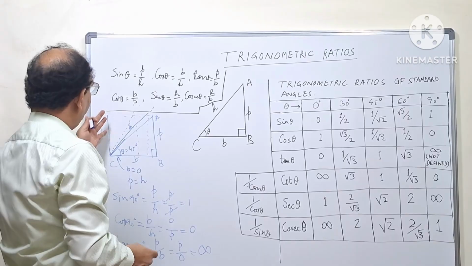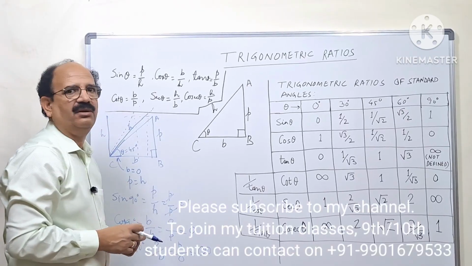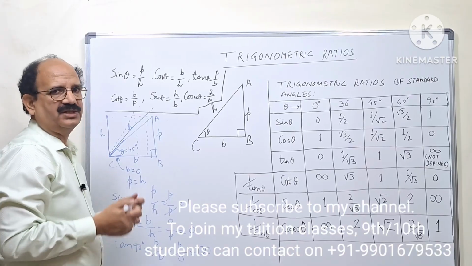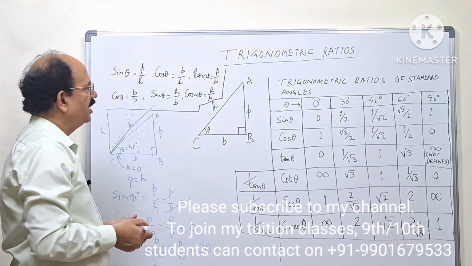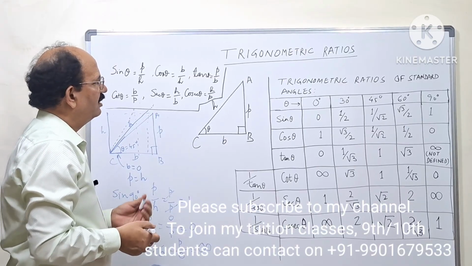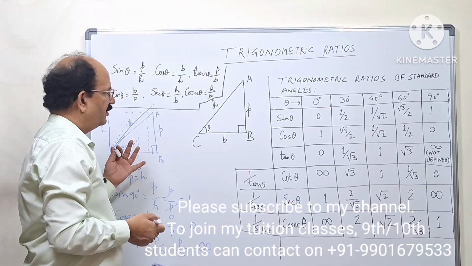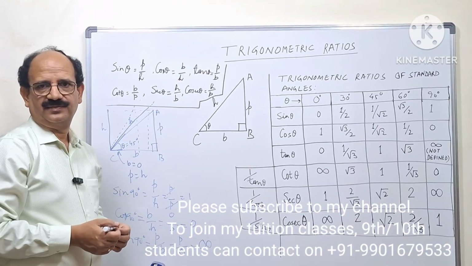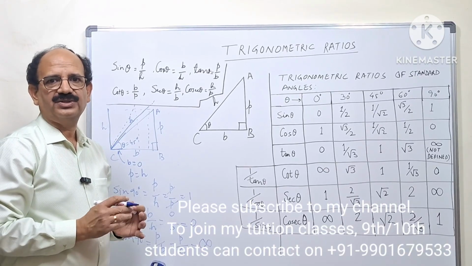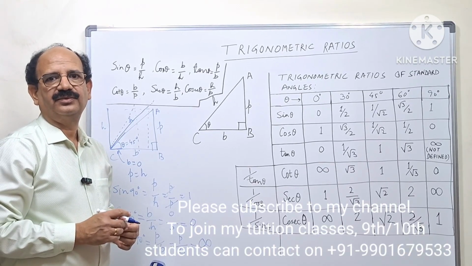So with this set of explanation, you might have understood the basic definition of all 6 trigonometric ratios and how to find the value of these trigonometric ratios for standard angles. I hope now it is very clear to all of you. Thank you very much.